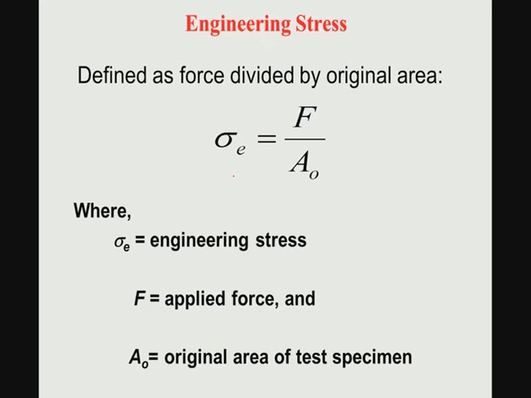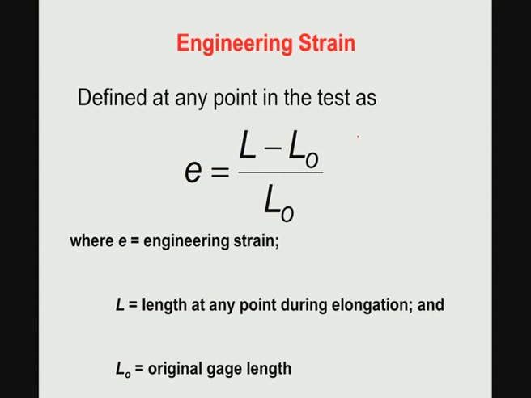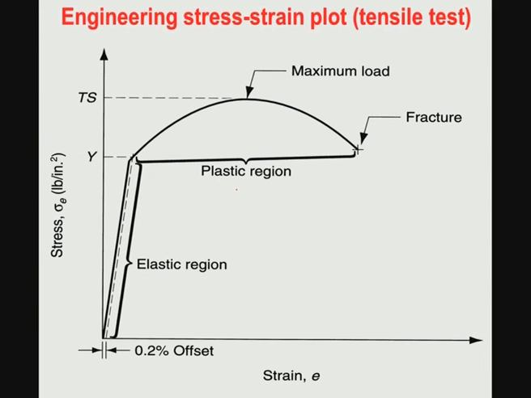Now, this is the basic definition of stress. Stress is nothing but force divided by the initial cross-sectional area. Strain is nothing but the change in length divided by the original length, which I mentioned before. So, this is a very important stress-strain relationship, or stress-strain response, of a metal. Now, let me explain this a little bit carefully.